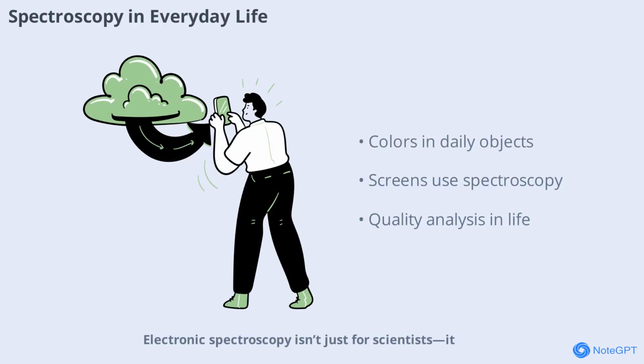Electronic spectroscopy isn't just for scientists, it impacts our daily lives in many ways. From the colors in our clothes to the screens on our devices, spectroscopic principles are at work. Even the analysis of food, water, and air quality relies on these techniques, highlighting their importance beyond the laboratory.